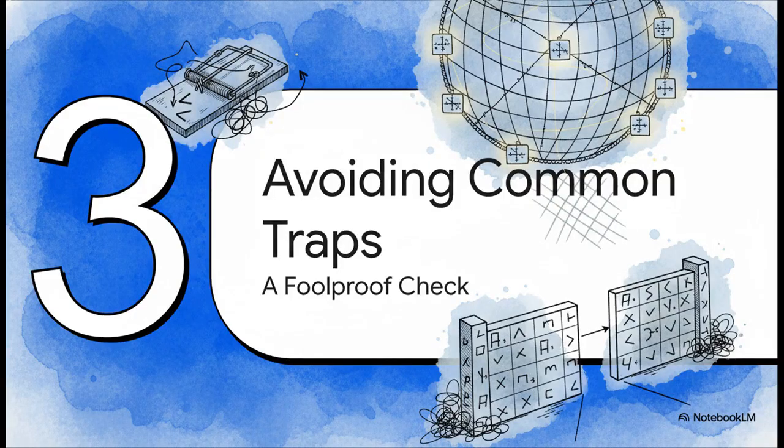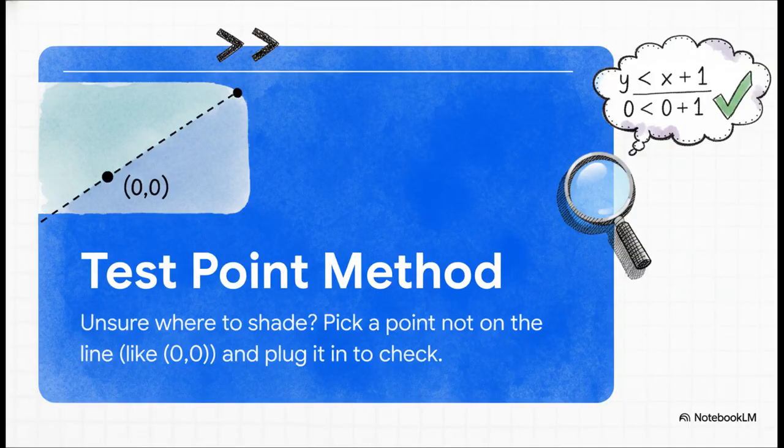So, speaking of traps, let's talk about a totally foolproof method you can use as a safety net. This will guarantee your shading is always on the right side. It's called the test point method. And it's a super simple way to double-check your work. The idea is to pick any easy coordinate that is clearly not on your line, and let's be honest, 0, 0 is usually the best choice, and you just plug it in to see if you get a true statement.